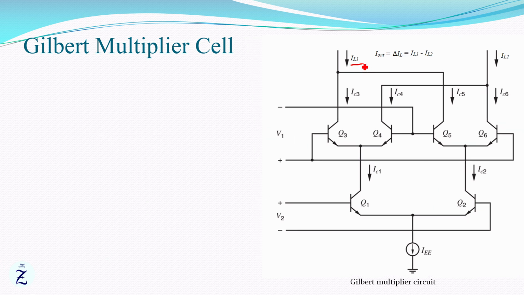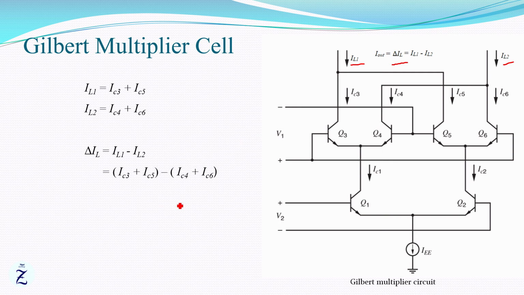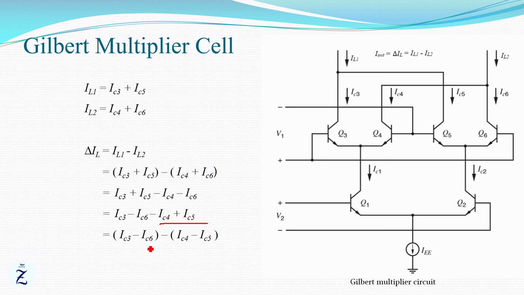Here IL1 is equal to IC3 plus IC5, and IL2 is equal to IC4 plus IC6. Then the differential output current is given by delta IL is equal to IL1 minus IL2, which is equal to IC3 plus IC5 minus (IC4 plus IC6), which is equal to IC3 plus IC5 minus IC4 minus IC6. Rearranging this equation, then delta IL is equal to IC3 minus IC6 minus (IC4 minus IC5). By taking the minus sign outside from these terms, we can rewrite the equation as delta IL is equal to (IC3 minus IC6) minus (IC4 minus IC5).